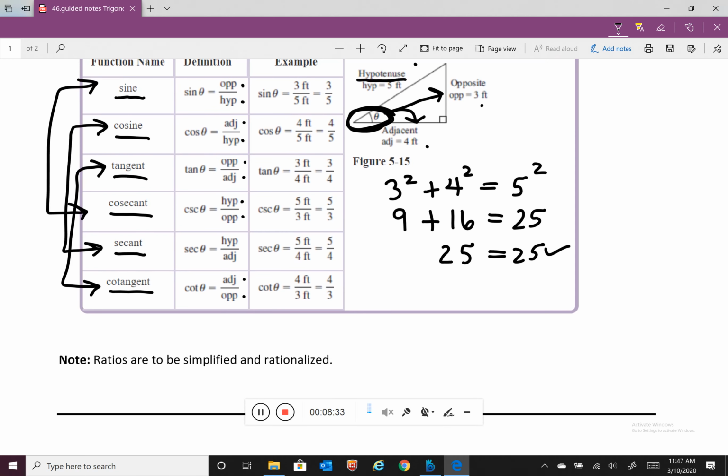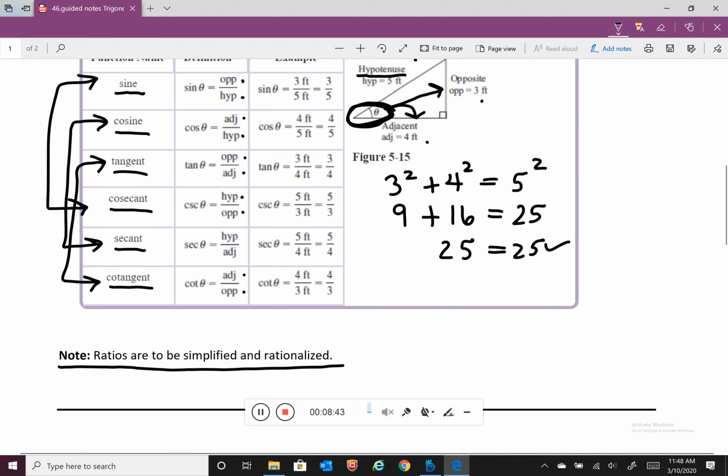So also of note is when we go to set up our ratios, they always need to be simplified and rationalized. We'll talk about that in a moment.